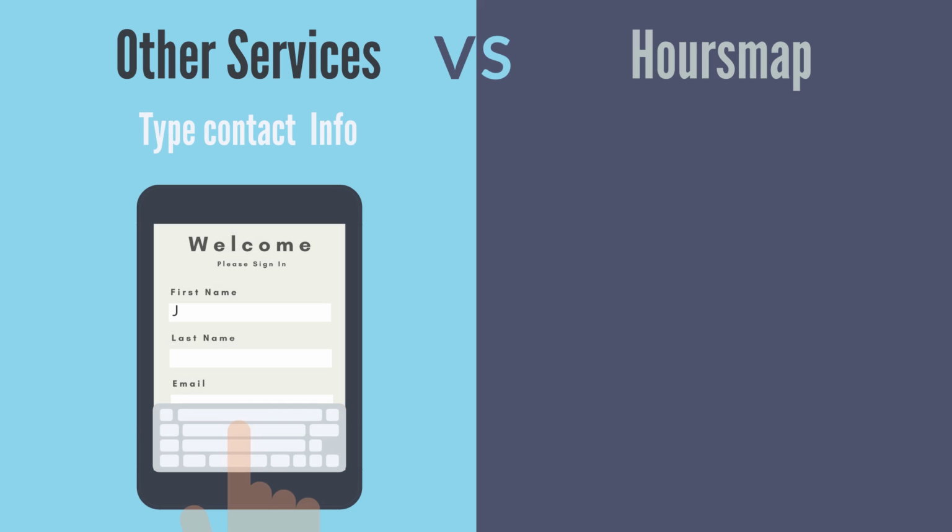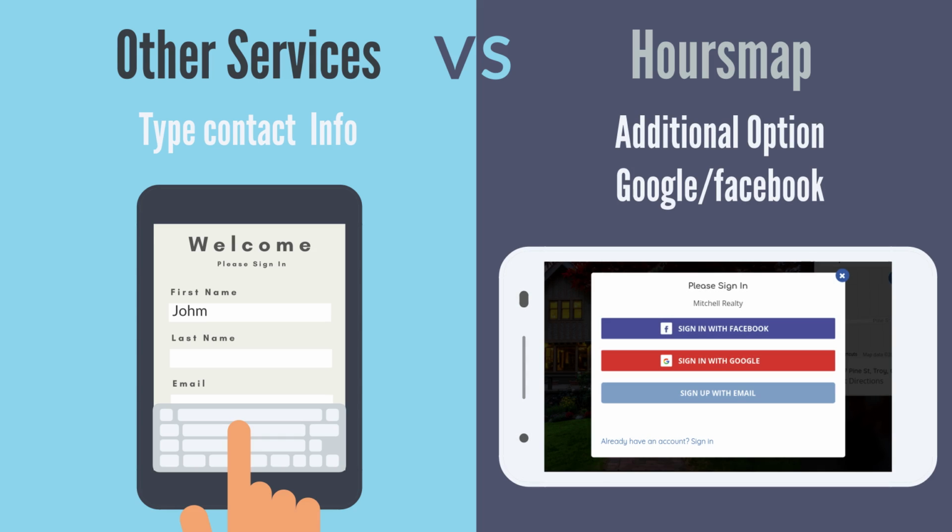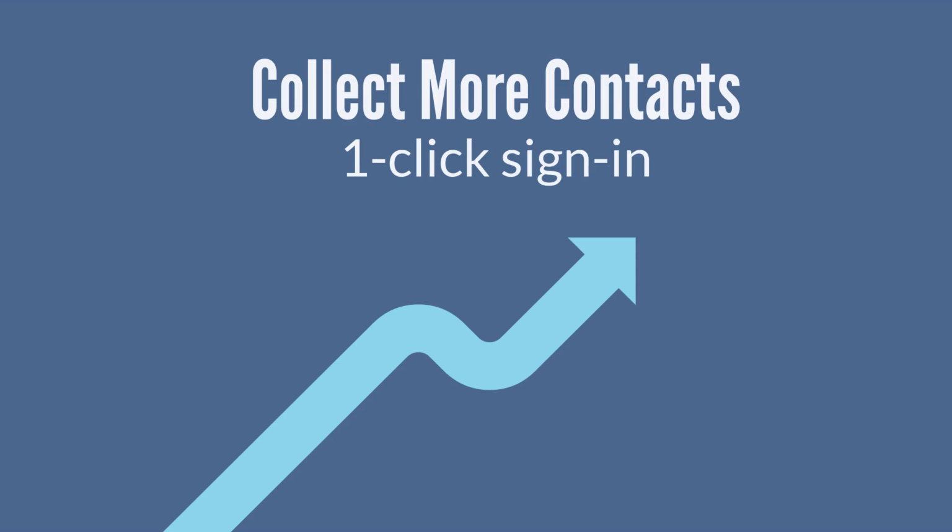With other services, visitors need to type in their name and email, and it's easy to make a mistake. With us, they have the additional option of signing in with their Google or Facebook accounts, so there's no need to type. Because it's so easy to sign in, you'll be able to collect more contacts.